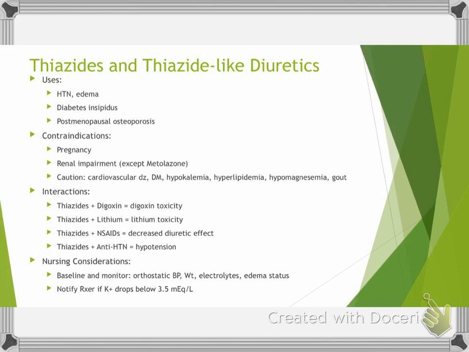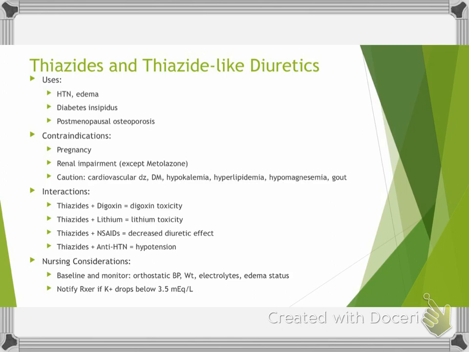So uses, hypertension and edema. Diabetes insipidus. Diabetes insipidus is when the body makes large amounts of undiluted urine. So it will help reduce the urine production. Postmenopausal osteoporosis, because it helps promote reabsorption of calcium.